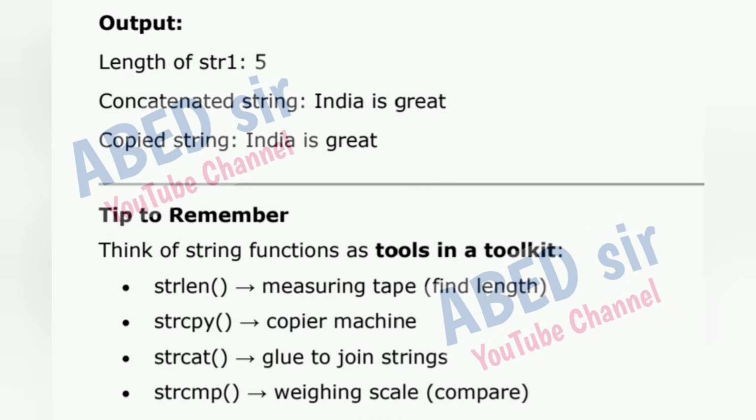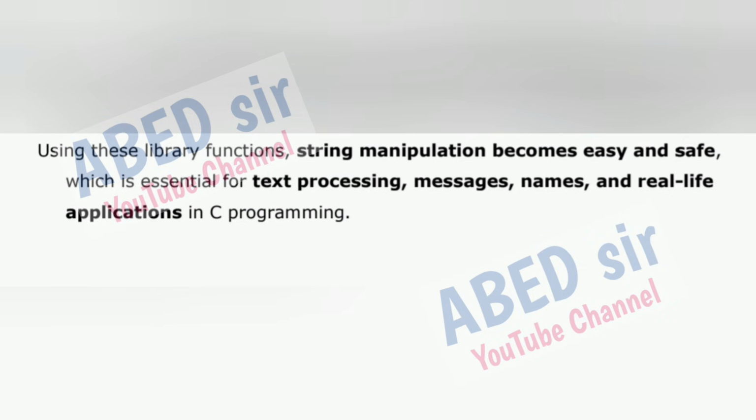Tip to remember: think of string functions as tools in a toolkit. strlen is a measuring tape to find length. strcpy is a copier machine. strcat is glue to join strings. strcmp is a weighing scale to compare. Using these library functions, string manipulation becomes easy and safe, which is essential for text processing, messages, names, and real-life applications in C programming.